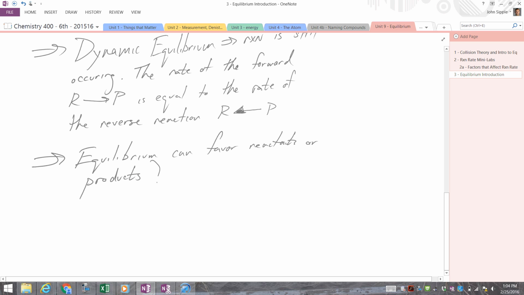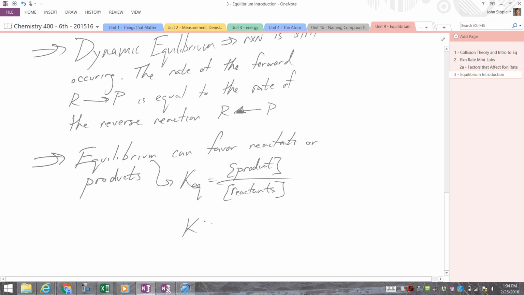So an equilibrium is represented by K. It's called Keq, and they put the little eq down there for equilibrium, and K is just our constant. It's the relationship of products to reactants. It's pretty much the ratio of products to reactants. That's what it boils down to.